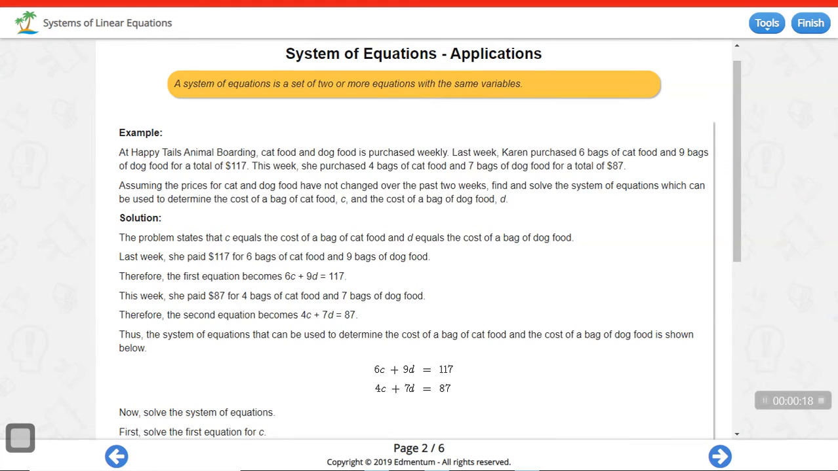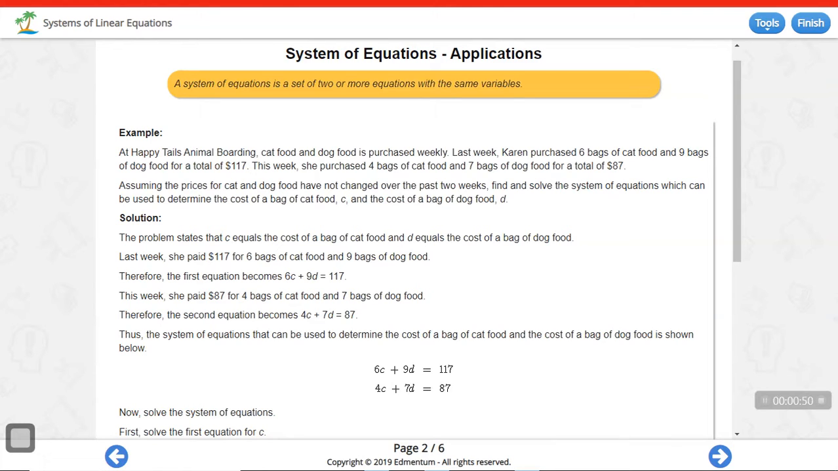At Happy Tails Animal Boarding, cat food and dog food is purchased weekly. Last week, Karen purchased 6 bags of cat food and 9 bags of dog food for a total of $117. This week, she purchased 4 bags of cat food and 7 bags of dog food for a total of $87. Assuming the prices for the cat and dog food have not changed over the past 2 weeks, find and solve a system of equations which can be used to determine the cost of a bag of cat food, C, and the cost of a bag of dog food, D.